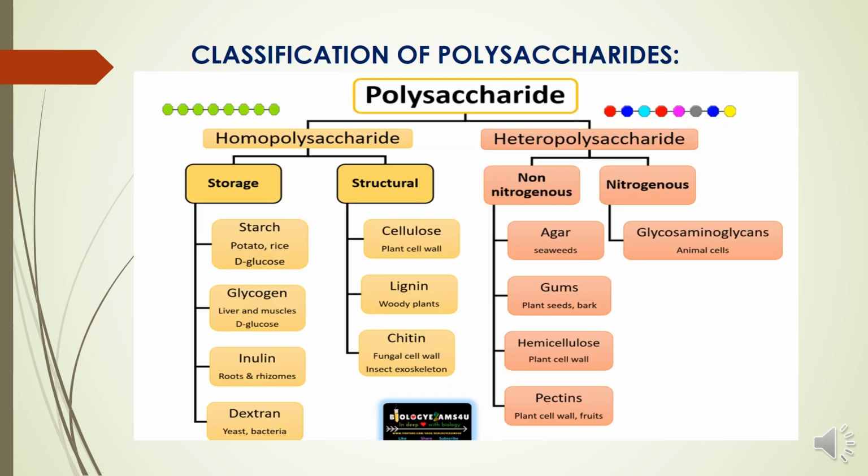Now, students, we are discussing classification of polysaccharides. We classify them into homopolysaccharides and heteropolysaccharides. If we see the word homopolysaccharides, homo means same, so homopolysaccharide means same polysaccharides. Now we talk about heteropolysaccharides. Hetero means different. It means different polysaccharides.